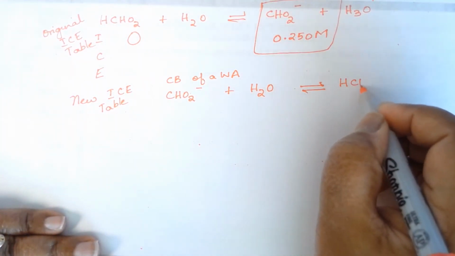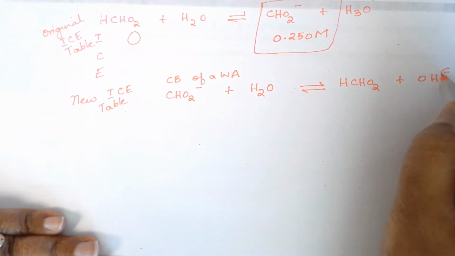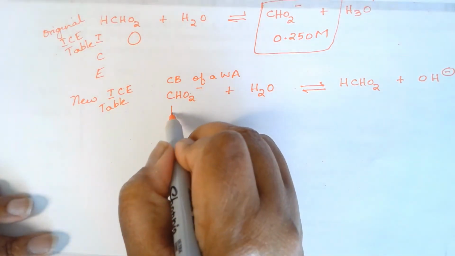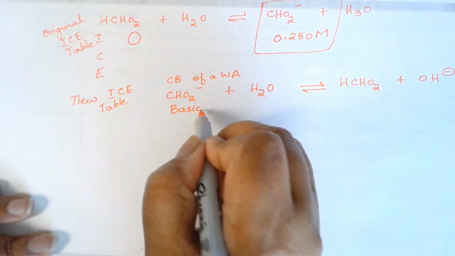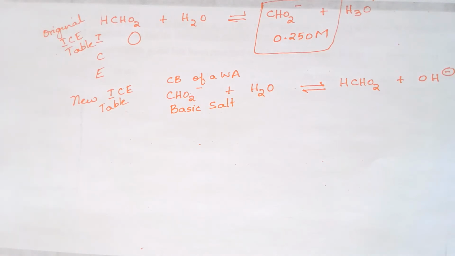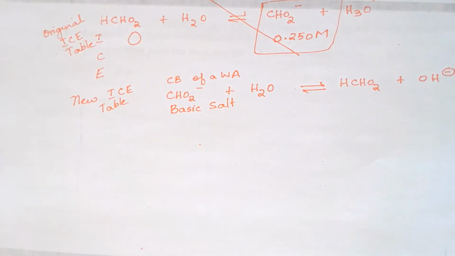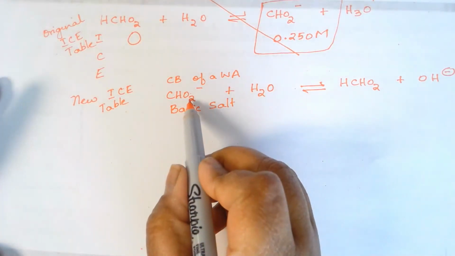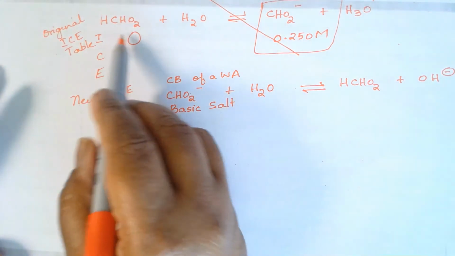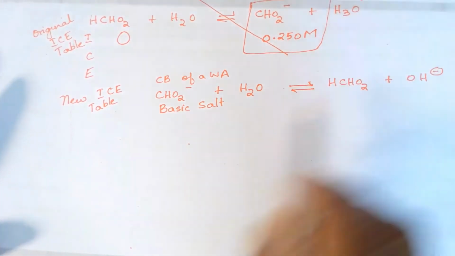This is going to produce this. And what's the other product? OH minus. So this is a basic salt. Okay, that is a basic salt. So you ignore this, and you're going to look at the reaction of this conjugate base, the formate, with water. It is still going to form a little bit of the undissociated acid, but when it turns around, it's going to give OH minus.